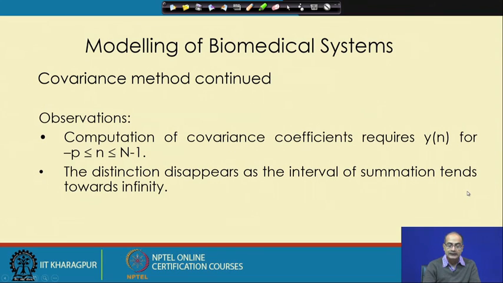However, the difference that is created between the autocorrelation and autocovariance methods, this distinction disappears as the interval of summation tends to infinity. If we have more and more data, that difference actually disappears, which is caused by the addition and deletion of one sample from two different sides. Okay. So, they actually go to the same thing.